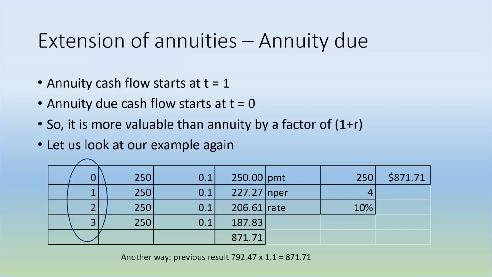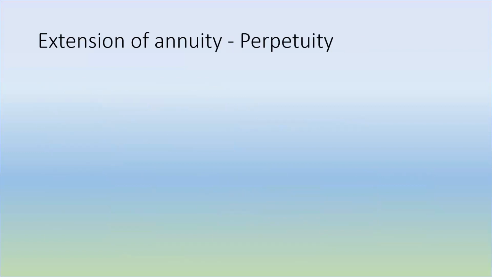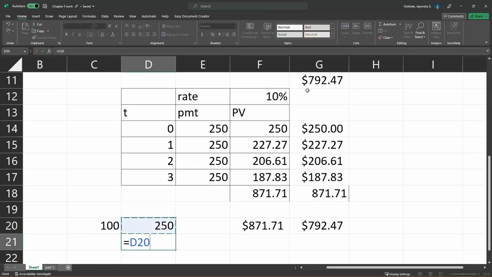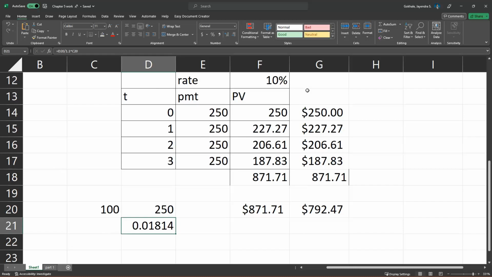Okay, so moving on. Let's extend an annuity to forever. Now this is a very interesting example, and for the sake of time, not going to discuss that in Excel, but very interesting example. Perpetuity has infinite cash flows, but think about it. What is the present value of a cash flow 100 years later? So if I receive $250 after t equals 100 years, then the present value of that at 10%, 250 divided by 1.1 to the power of 100 is virtually 1 cent, 2 cents.